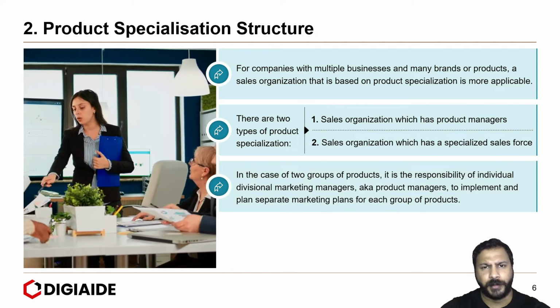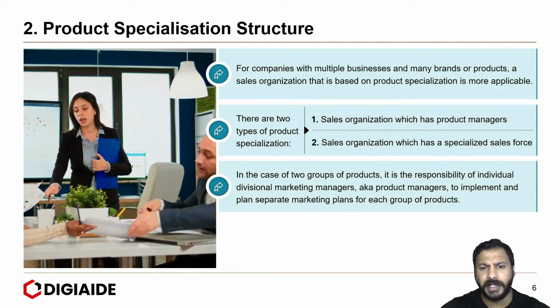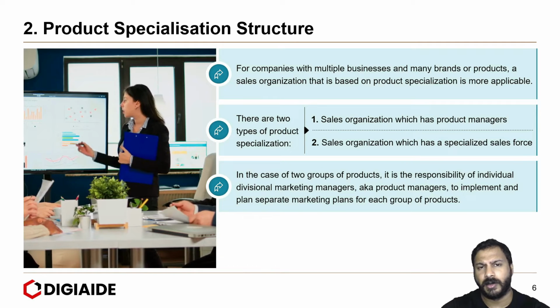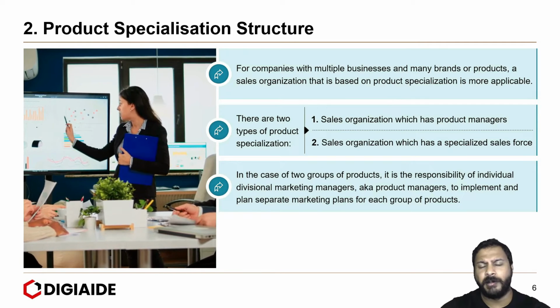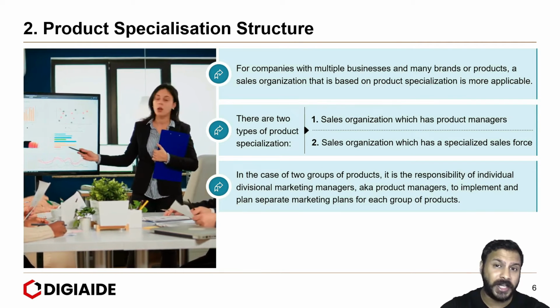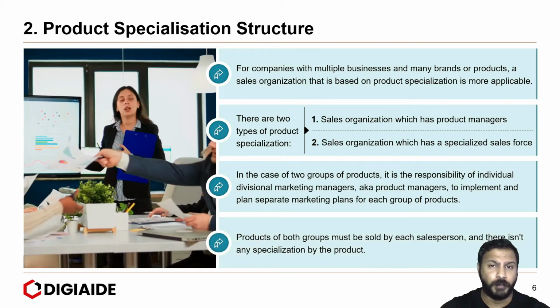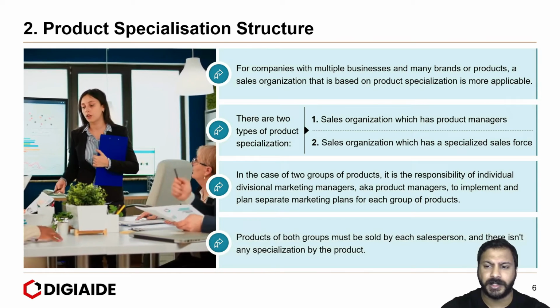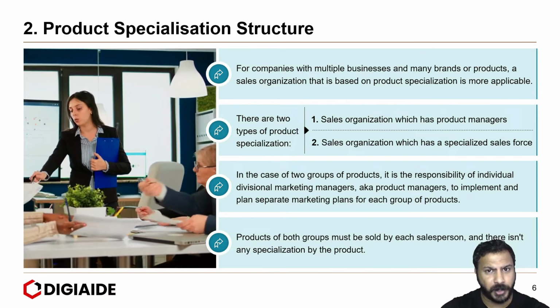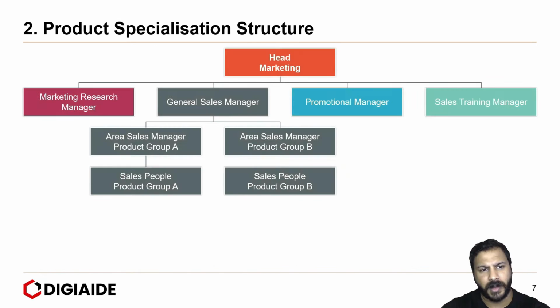In the case of two groups of products, it is the responsibility of individual division marketing managers, also known as product managers, to implement and plan separate marketing plans for each group of products. Products of both groups must be sold by each salesperson and there isn't any specialization by the product. In the diagram, as you can witness, there is product group A and there is product group B for different areas.